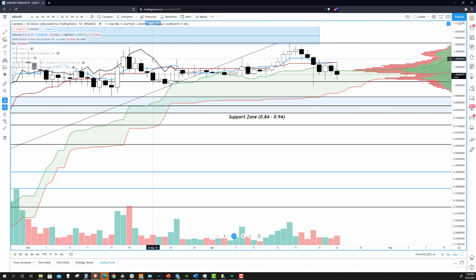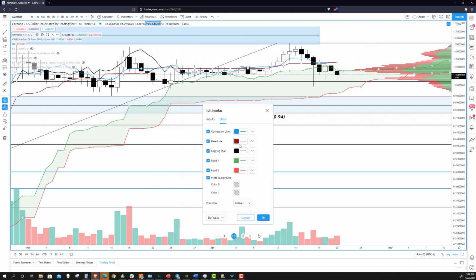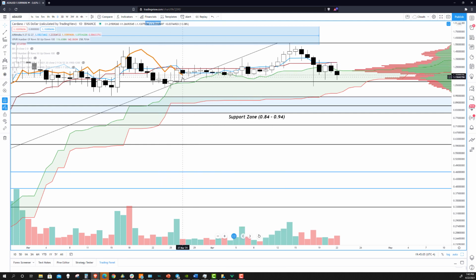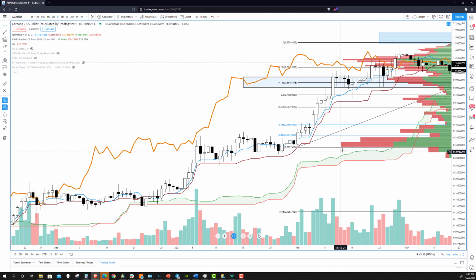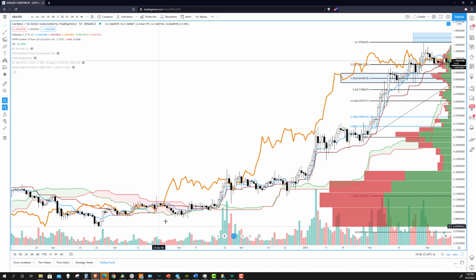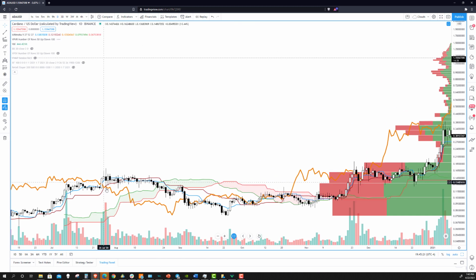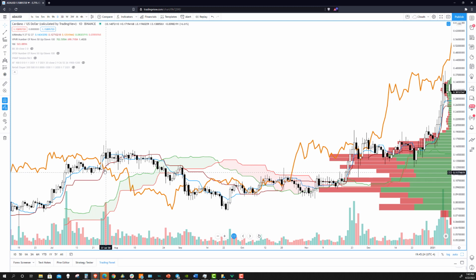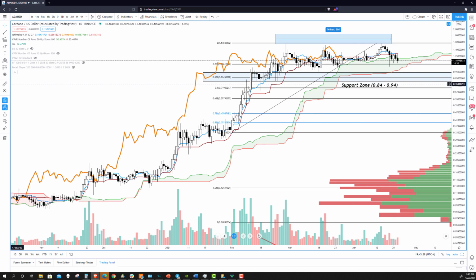Let me change the color of it so it's a little easier to read for some folks. I'll change it to orange, a darker orange. So the lagging span has actually dropped below the candles. The last time we had that happen in any real fashion, with the exception of this kind of drop back in November of 2020, was in July of 2020. That's when we had the last actual move and drop below the candlesticks.